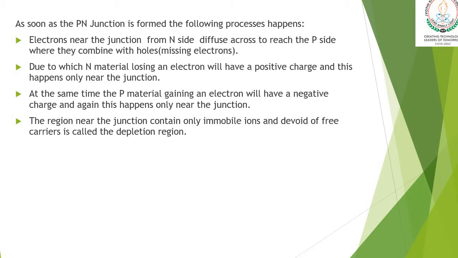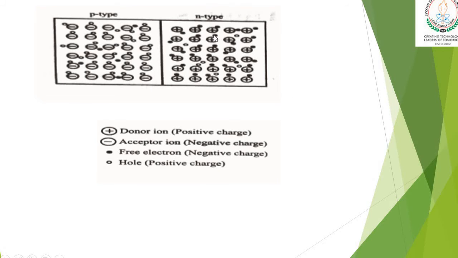Electrons near the junction from the N side diffuse to reach the P, where they combine with holes. Because of which the N material loses an electron and will have a positive charge, and this happens only near the junction. We look back to the diagram here. So the electrons which are in the N type will cross the junction and come and occupy here near the junction. It's only near the junction that's happening. So when this electron is lost completely from this N, what happens? Near the junction you have a negative charge.